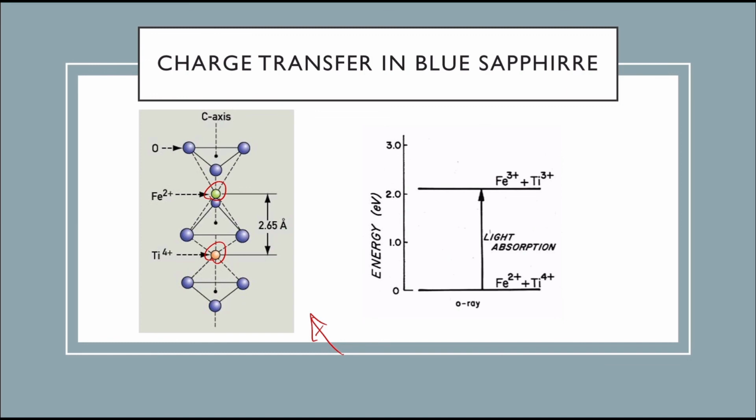This is because there is enough overlap between the d orbitals of the Fe2+ and the Ti4+ ions. This causes intervalence charge transfer to occur and results in the temporary change in oxidation states of both ions. Fe2+ converts into Fe3+, while the energy of this new combination is higher than the original one. As a result, light of all colors but blue and violet blue will be absorbed, and sapphire will appear as blue color. And this is the end of the video.